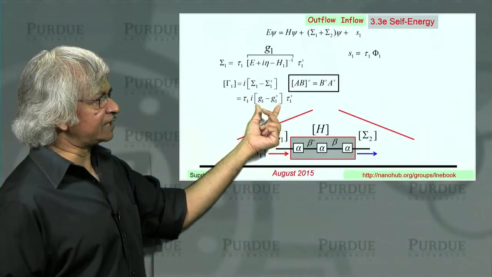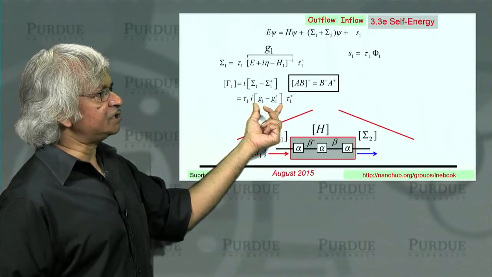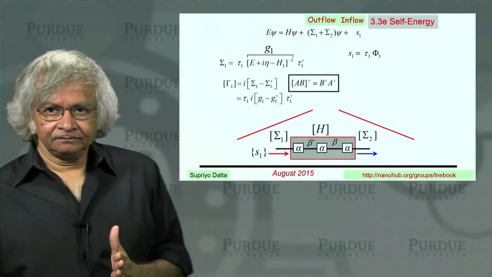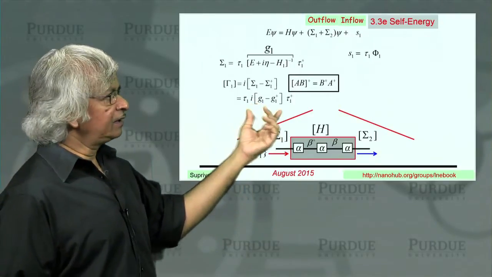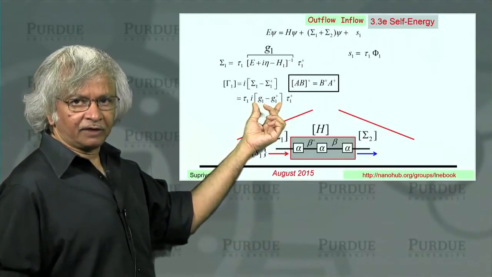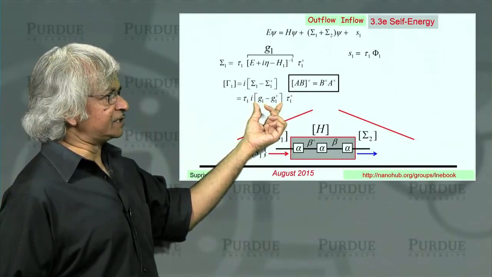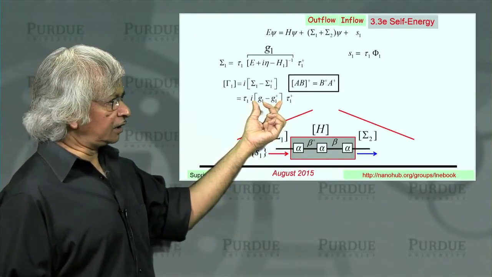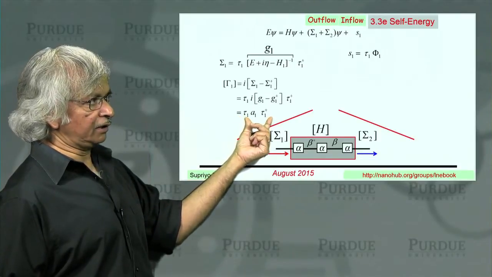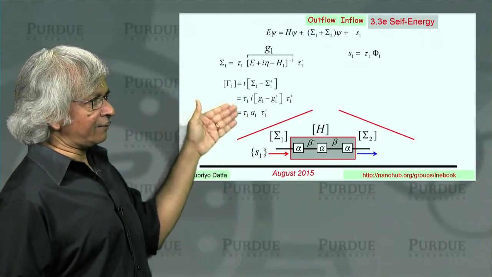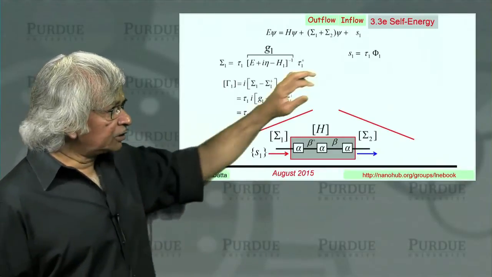And then you notice that i times G1 minus G1 dagger, this G is the surface Green's function of contact 1. But this is like the spectral function or the local density of states on contact 1. And so you'd get tau 1, A1, tau 1 dagger. So that's this gamma. Now look at the source term.